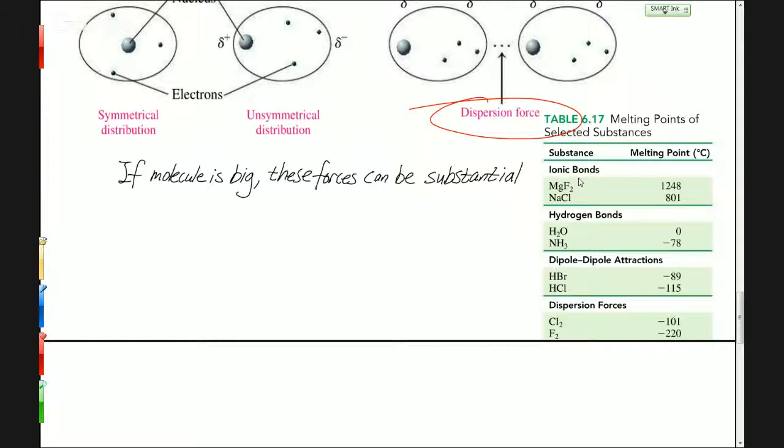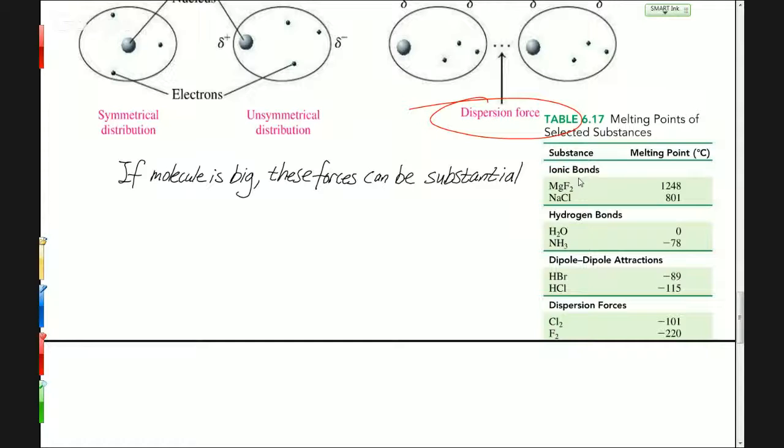Then the next strongest are the hydrogen bonds, which are way less strong than the ions. And then you've got water and ammonia, and you see where their melting points are. Then you've got ones that are not hydrogen bonding, but still dipoles, HBr and HCl; it goes down even more. And then ones that are purely nonpolar, Cl2 or F2, that have no dipole at all, their melting points are the lowest of all, super low, because they just don't have those strong attractions to each other.